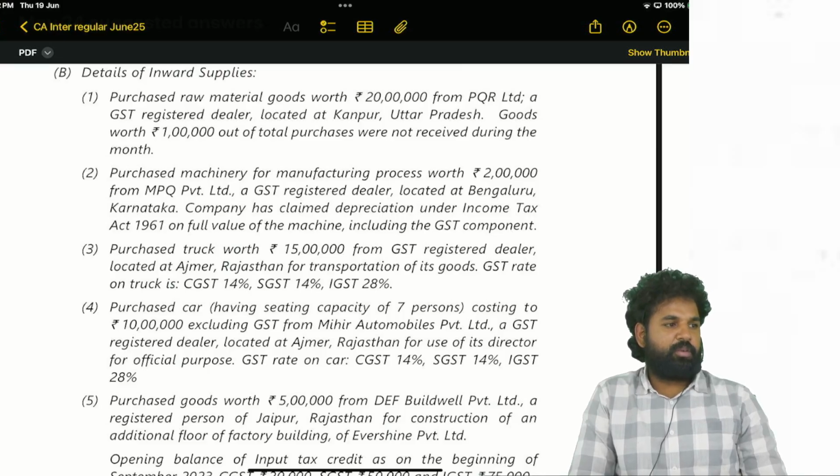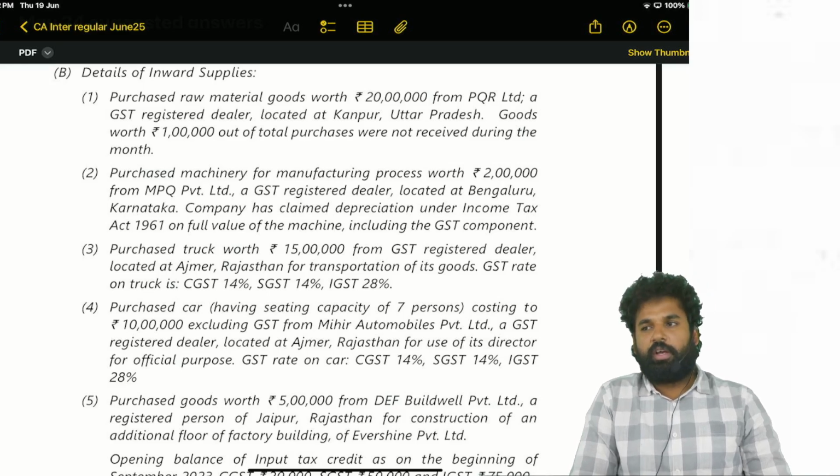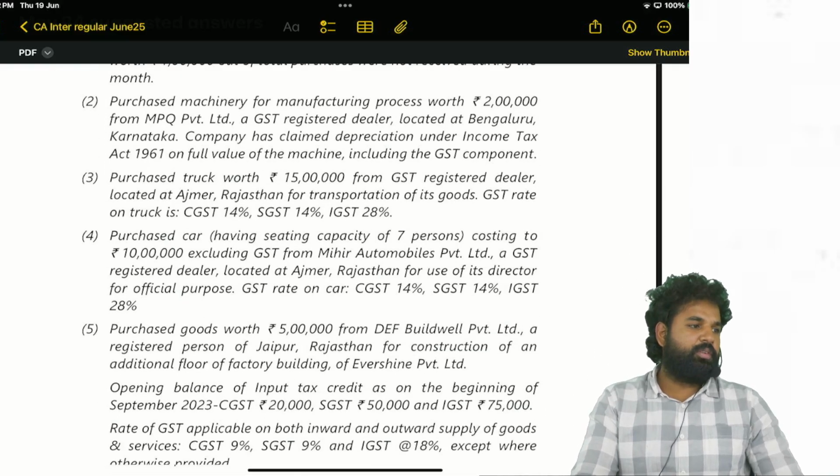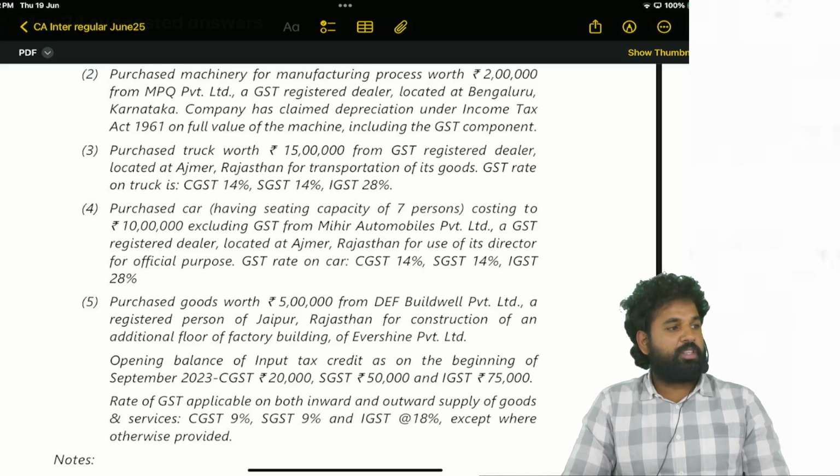Purchased machinery for manufacturing process worth 2 lakhs, located in Bangalore, Karnataka. The company has claimed depreciation under the Income Tax Act on the full value of the machine. ITC cannot be claimed as per section 16(3). Purchased truck worth 15 lakhs from GST registered dealer located at Ajmer, Rajasthan, for transportation of its goods. GST rate on the truck is CGST 14%, SGST 14%, IGST 28%. For transportation of goods, it is available. Next, purchased car costing 10 lakhs, seating capacity 7, available.